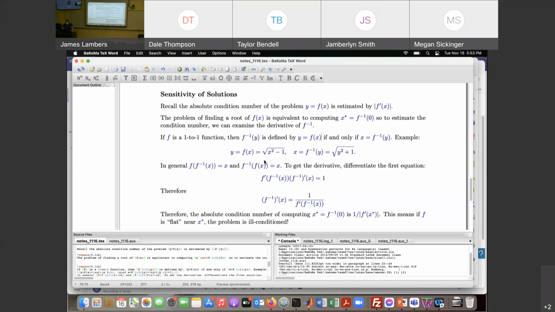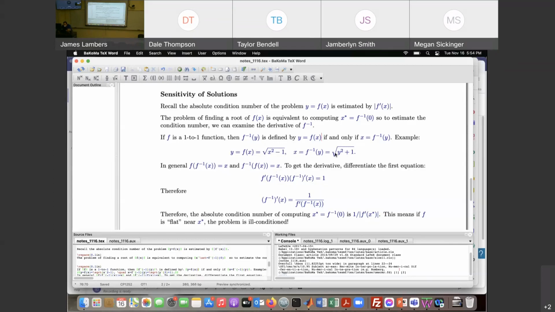And as a simple example, suppose this is your function, square root of x squared minus 1. So then, by solving for x as a function of y, I have this for its inverse. But you have to be careful about what is the domain of a function or the inverse. So you may have to restrict the domain for the inverse to be valid. For example, in this case, x has to be greater than or equal to 1 in absolute value for this function to be defined.